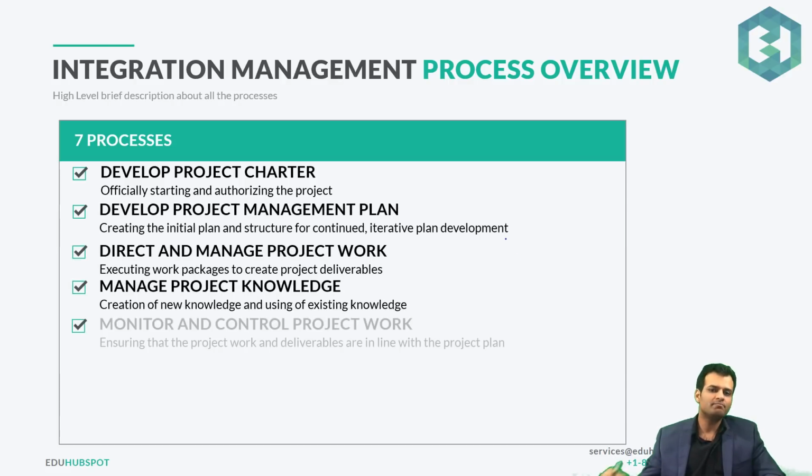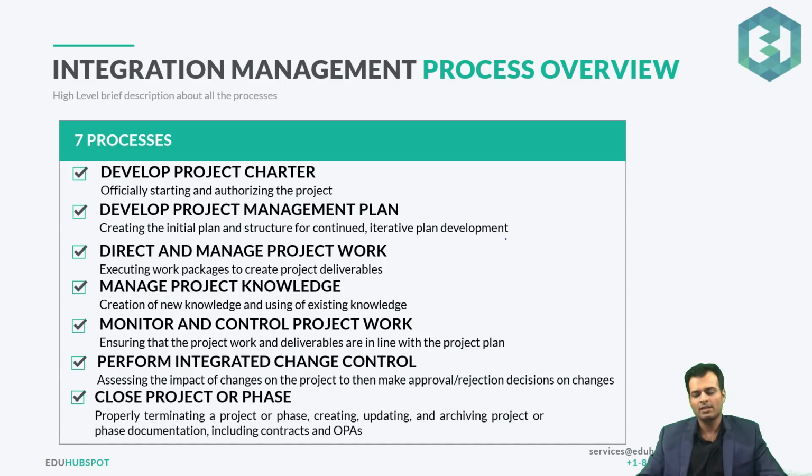Next, we have just a very high level description about these. First process, we have the develop project charter. So developing project charter, officially starting and authorizing the project. So I would say this is the process where officially we have a written document, which we call a project charter, where that document gives the authority to the project manager to start the work on the project. So a very important document, which is actually, I would say, like a ticket for a movie, right? Until you have that ticket, you can't watch a movie. So that's the same thing. Until you have the project charter, you cannot initiate a project.